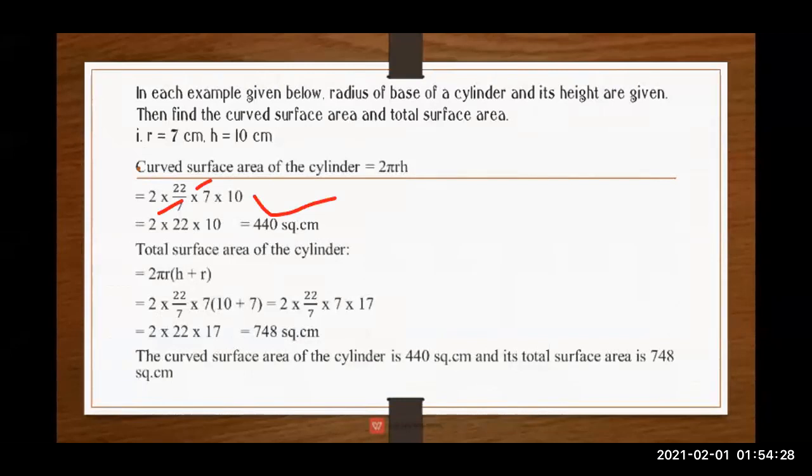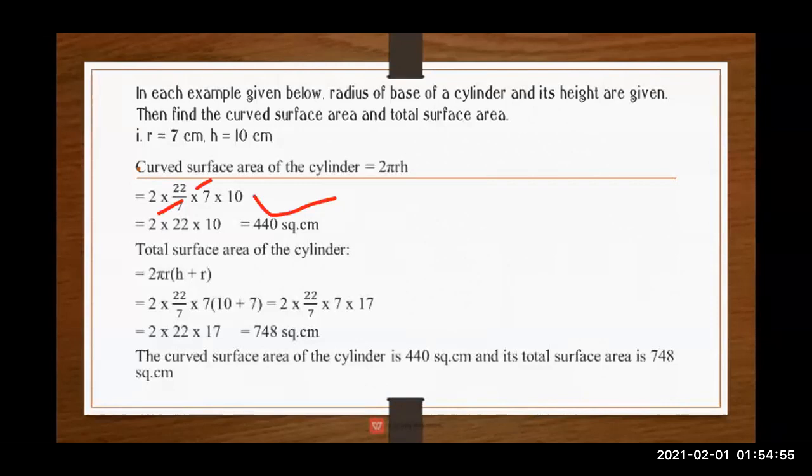Okay. 7, 7, it has been cut down. So what is remaining? 2 into 22 into 10. Only 2 into 22 into 10 is remaining. If we multiply 2 into 22 into 10, what are we getting? We are getting the answer as 440 centimeter square. Now here volume is not given, so that time we have to use square, that is centimeter square.